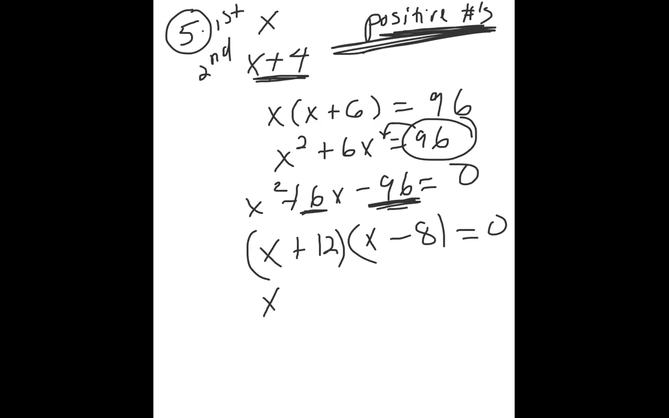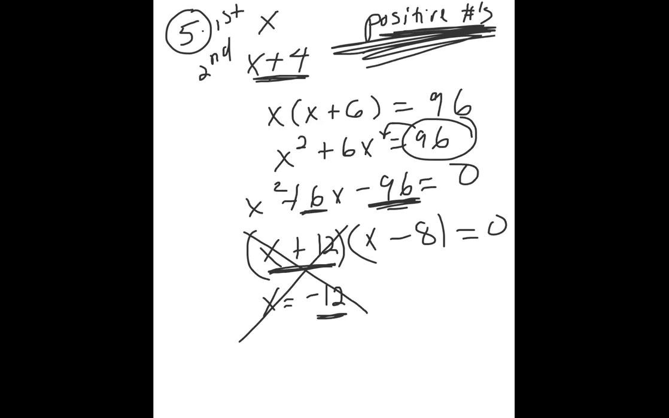Now, for this one right here, what number plus 12 makes it 0? Negative 12. We're going to eliminate this answer, okay? Reject that answer. Why? Because it's negative. We're looking for positive, so it can't be negative 12, okay? Don't put that negative 12 in there.